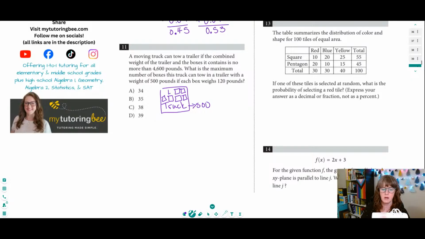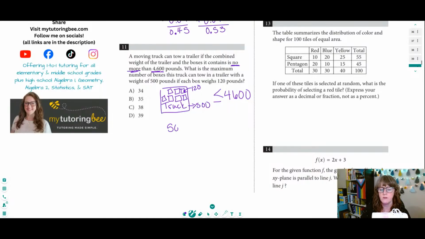And each of these boxes weighs 120, right? But all of this, the total weight, because we have to consider some of the weight of the truck itself plus the boxes, can be no more than 4,600 pounds. So that means all of this weight has to be less than or equal to 4,600. So let's take a look at what that looks like for an equation.